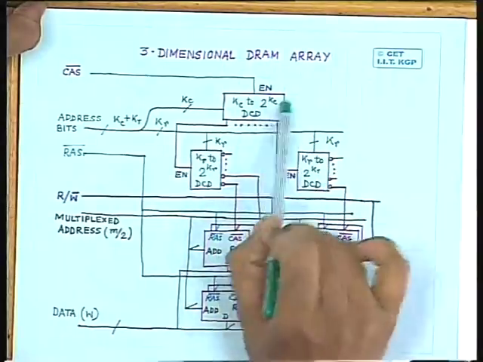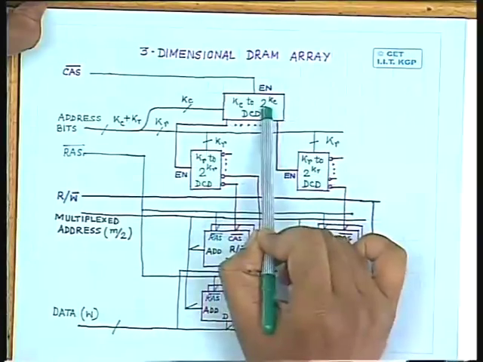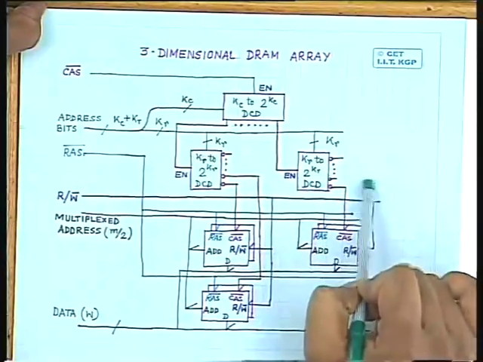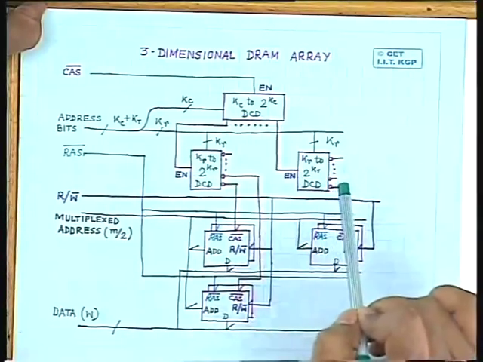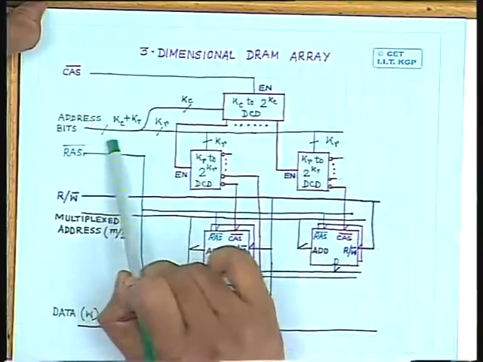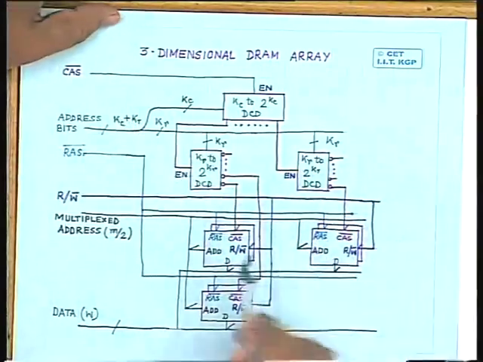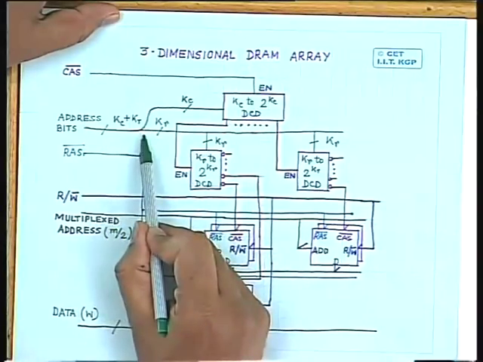Okay, so this is the complete three-dimensional DRAM chip array that we started drawing in the last class, but we could not complete. Here you find that you have a set of address decoders, and one of them is a column decoder. So this address decoder is a column decoder, whereas the other address decoders, I can have a number of such address decoders, which are actually called row address decoders. Now the number of address bits which will come to this unit is KC plus KR.